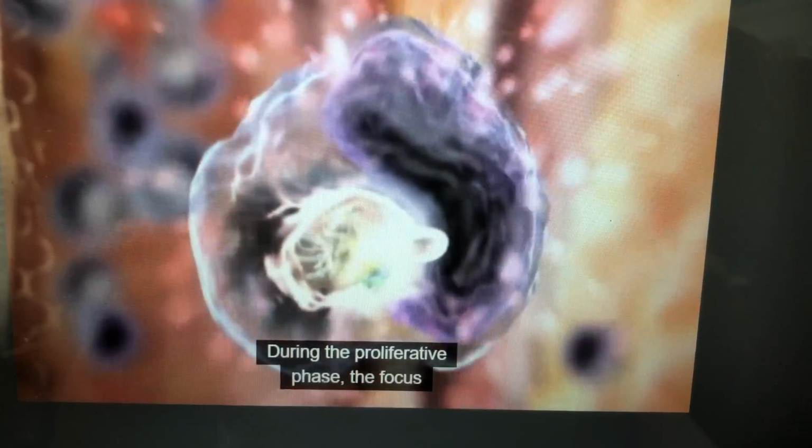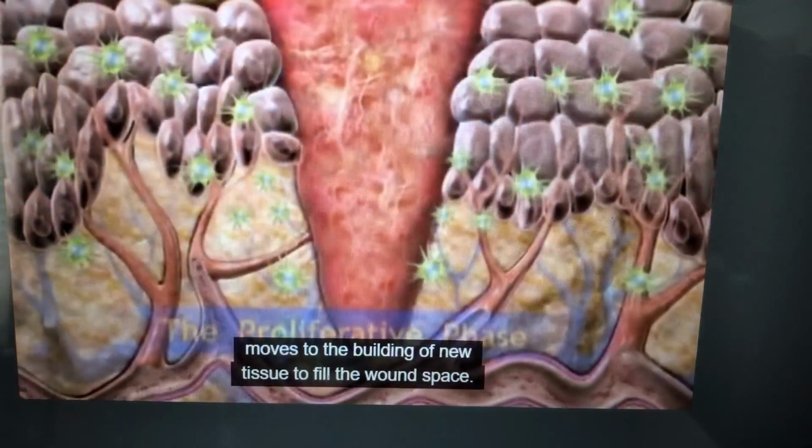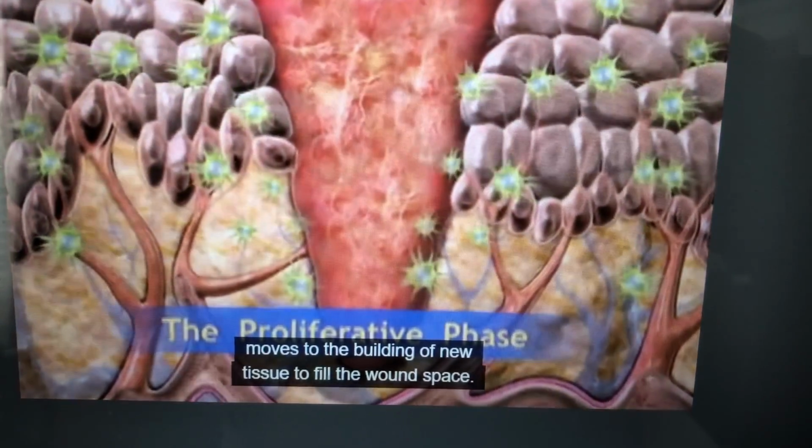During the proliferative phase, the focus moves to the building of new tissue to fill the wound space.